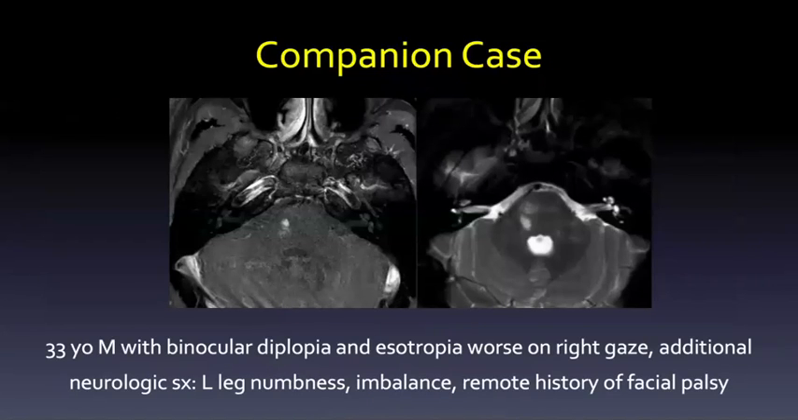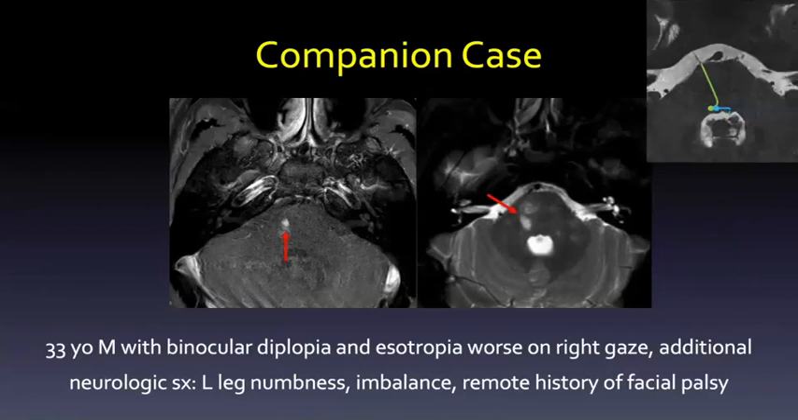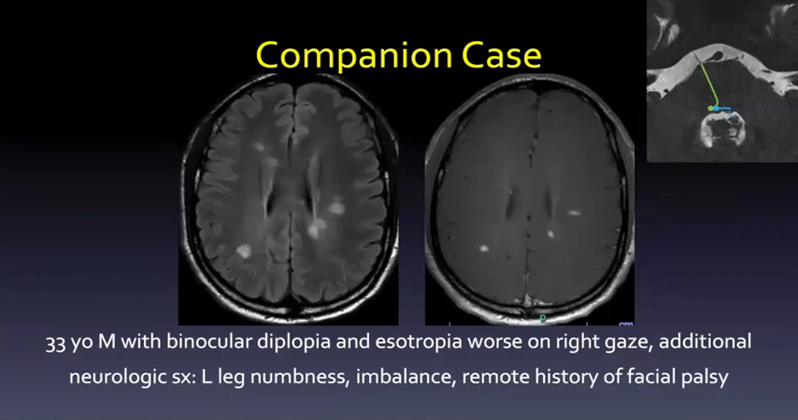Here's a companion case where we have a 33-year-old male who presented with binocular diplopia, esotropia, worse on right gaze. So here we're thinking about a right sixth nerve palsy. Additional neurologic symptoms were also present. Here we have an enhancing T2 hyperintense lesion in the right pons along the infranuclear pathway of the right sixth cranial nerve. He also had multiple FLAIR hyperintense and enhancing lesions, leading to a clinical diagnosis of relapsing remitting multiple sclerosis.